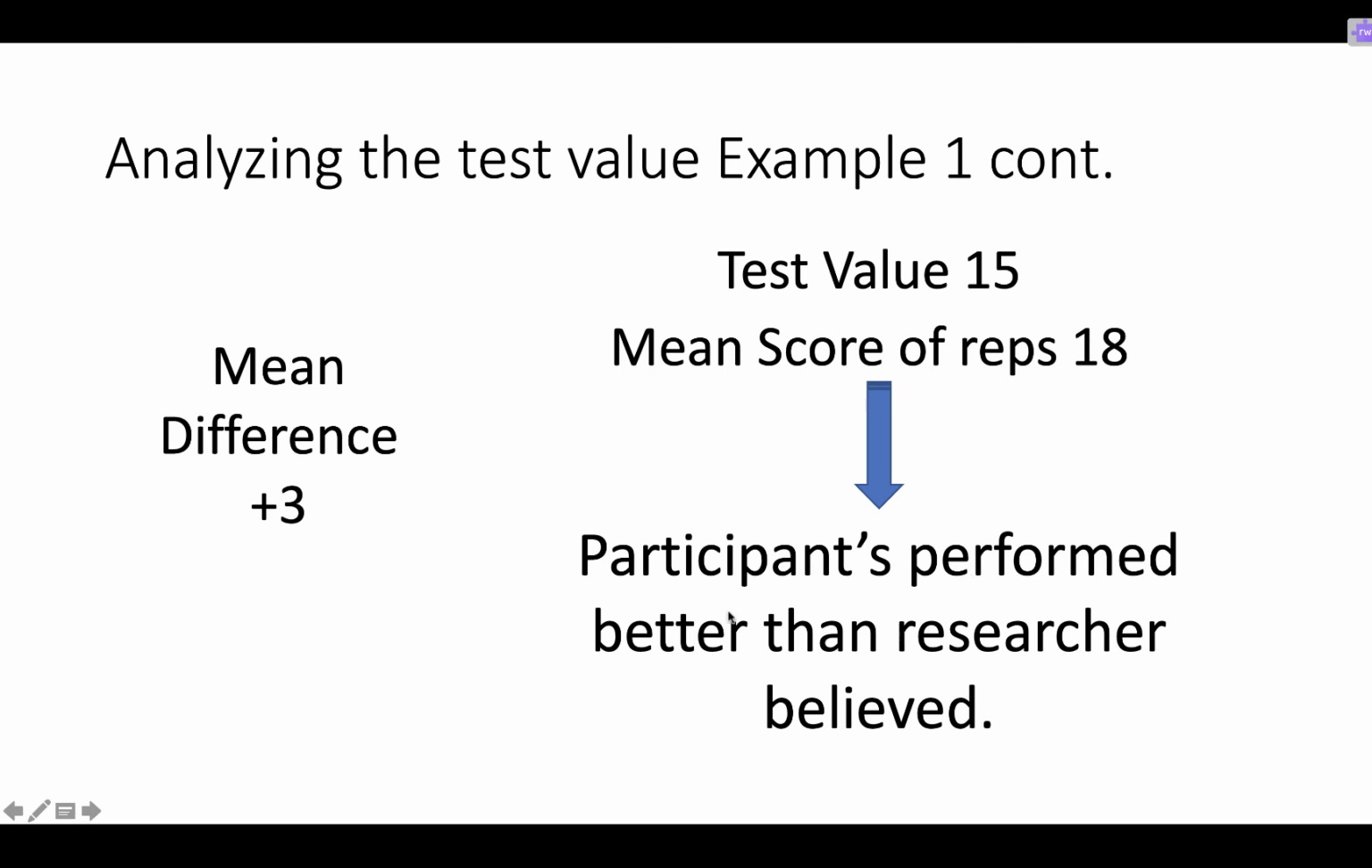Participants performed better than the researcher believed. That's just a general statement because it's a plus 3 and not a minus 3. It's above 15. So 15 was that line, and we were above it, so basically they performed better. If this number would have been 13, it would have been lower, and they performed poorly.